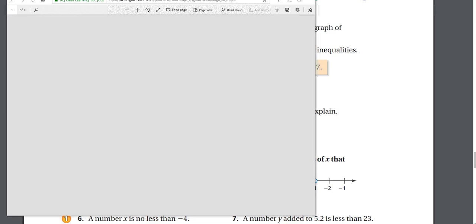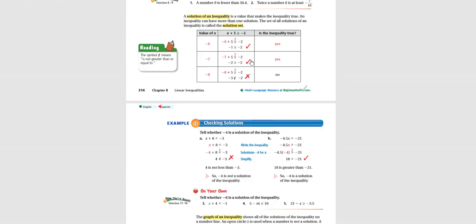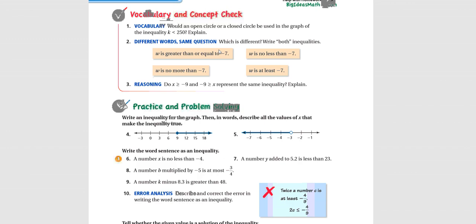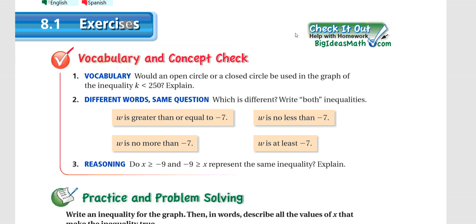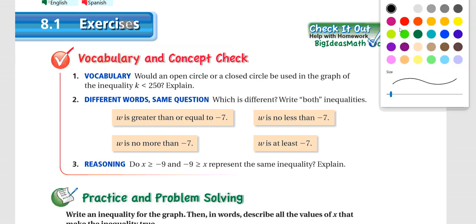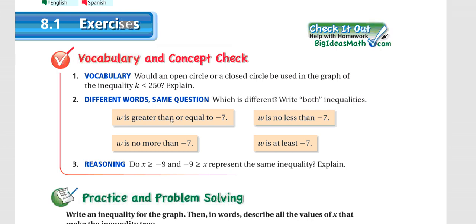Okay, so on the first one, it says W is greater than or equal to negative 7. That's what that would look like. W is no more than negative 7. If you're not more than, you have two other options. You could be less than or equal to. So this is W is less than or equal to negative 7.